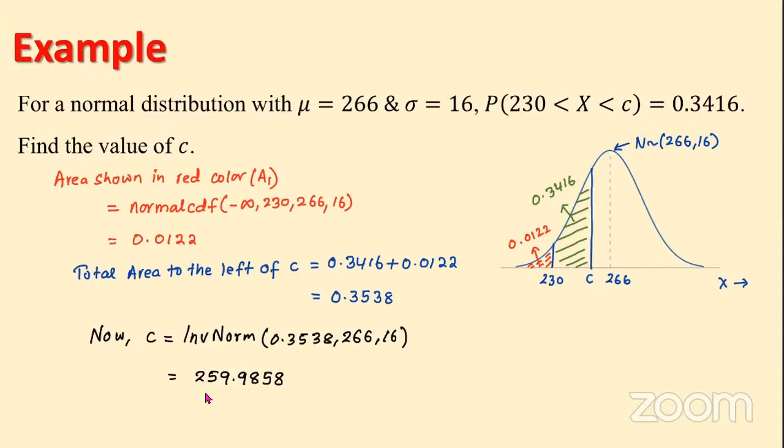So C is equal to 259.9859. And my diagram is perfectly correct because I got the value of C, which is less than 266, which is on the left of that.